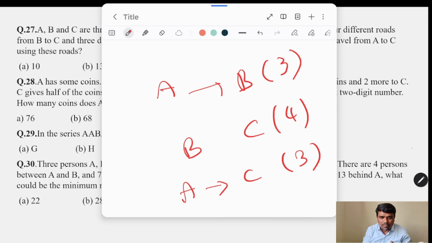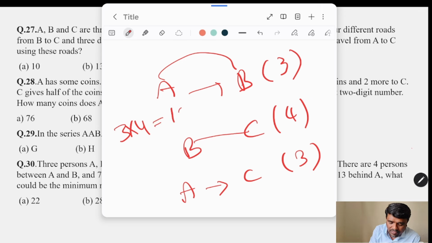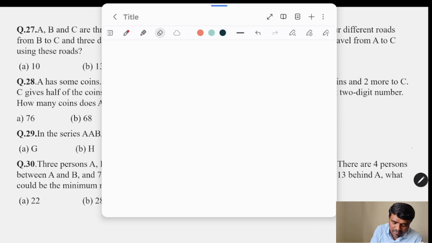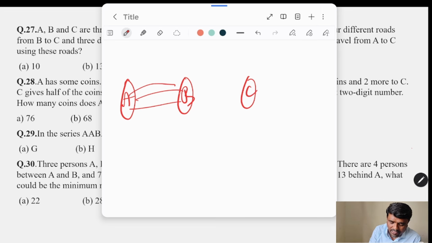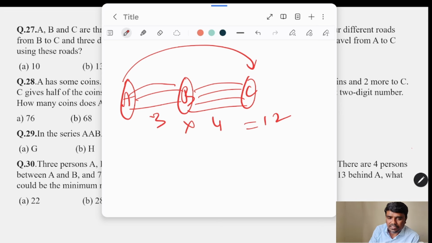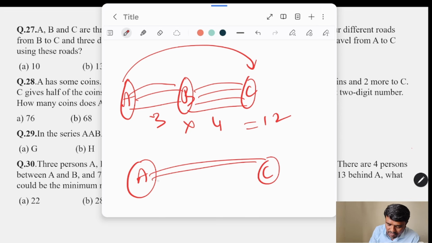Our question is about reaching from A to C. If I want to travel from A to C via B, that means A to B and then B to C. That means 3 into 4, which is just 12 ways. I'll try it a different way. Station A, station B, station C. From here to here 3, here to here 4, so 3 into 4 is 12. This is one condition. The other is that there is also a direct route from A to C, which is also possible, right? That is 3. So the total is 12 plus 3, 15 ways. That's the answer.